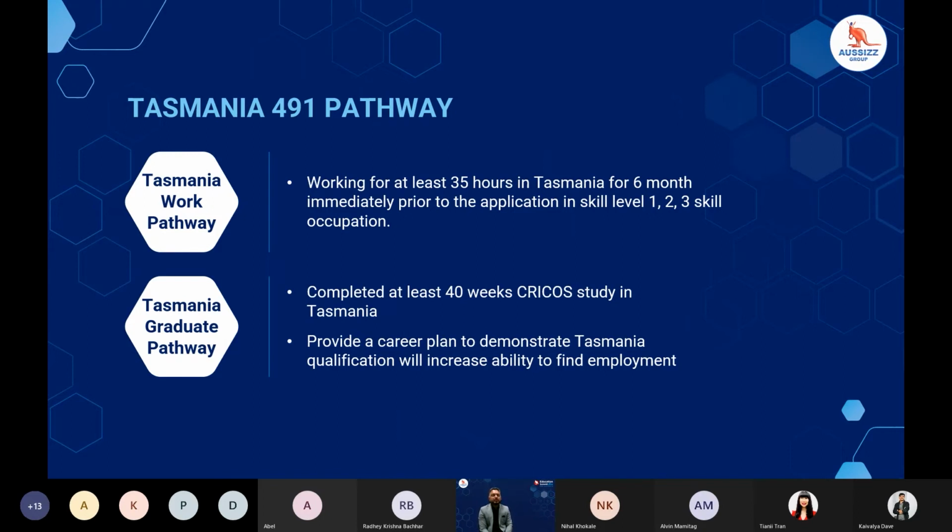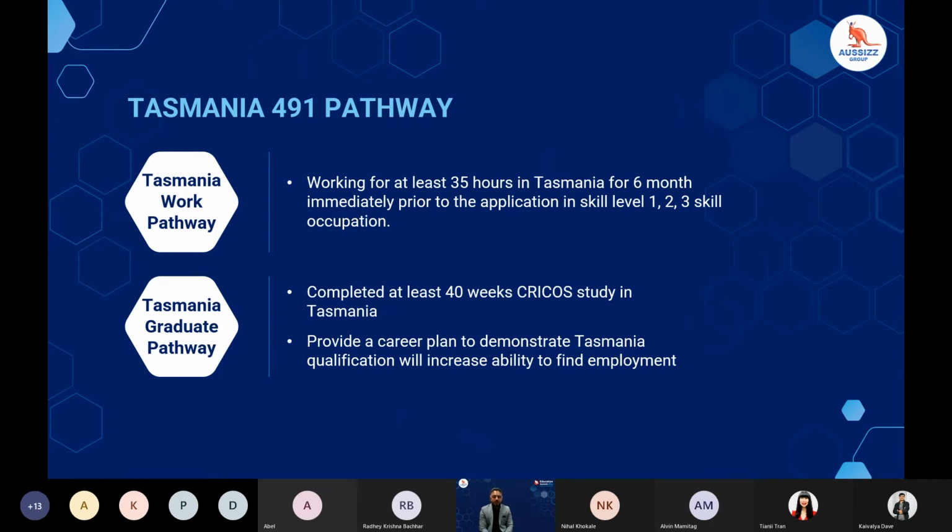And if your occupation is above skill level 3, then your employer will also have to provide additional documents to justify that they are not able to find local employees from Tasmania, and therefore they had to employ you for this role.